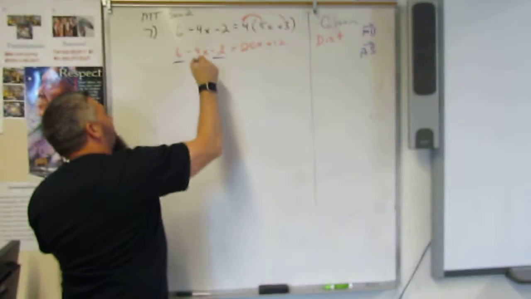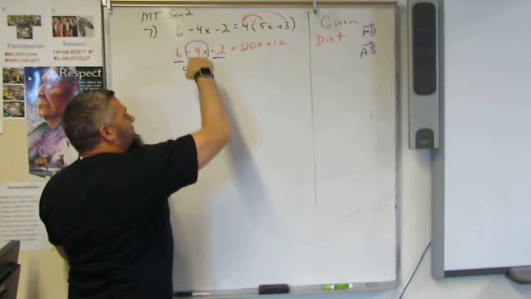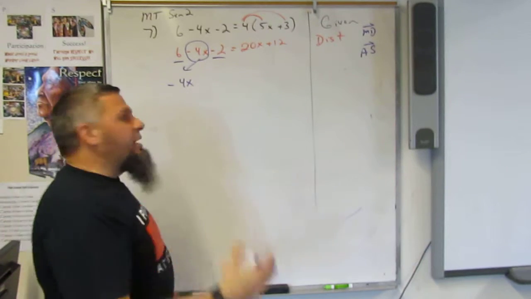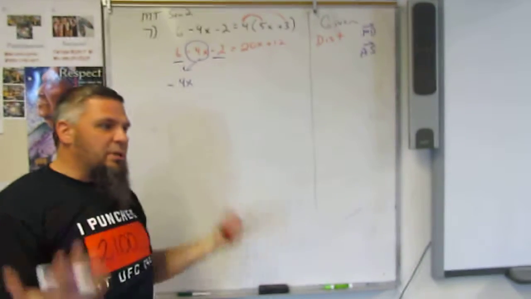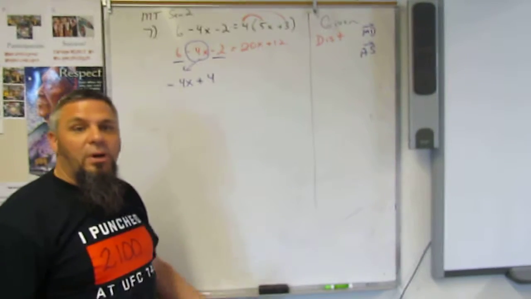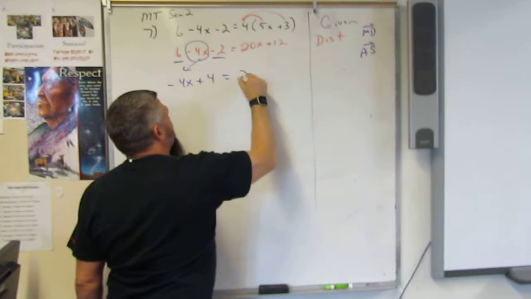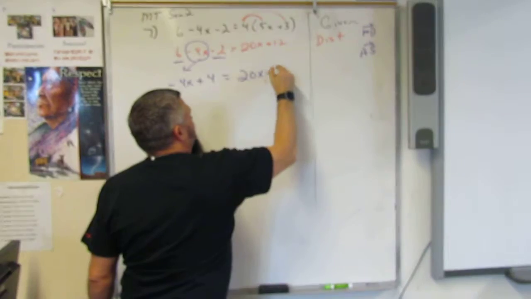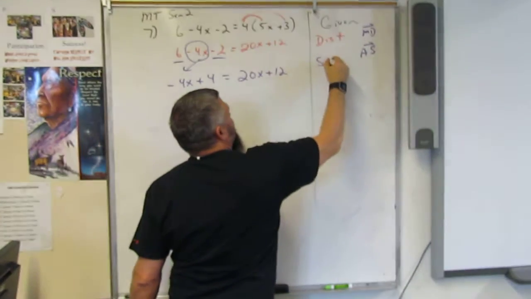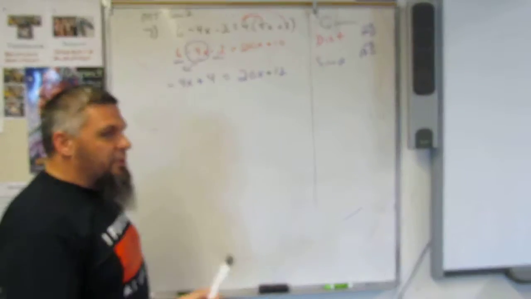Now the variables always go first. And it's the whole variable. So that negative 4x has got to go out front. And then we have 6 minus 2, which is 4, right? Plus 4, right? And then can we add anything over here? So it's 20x plus 12. And what do we call that? Again, simplification, right? Change your color.